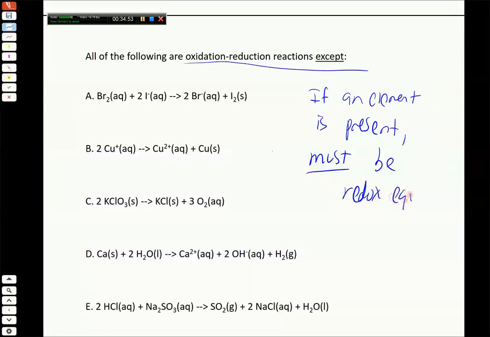It doesn't have to have an element present to be a redox equation. There are a lot of redox reactions that don't involve elements, but if there is an element present, it must be a redox equation, and that's because, as we said in class, elements are the only species that have oxidation numbers of 0. So if an element is changing to something else on the product side, its oxidation number has to change. It cannot remain 0. And so if we look at this here, we see that this first equation has Br2 and I2, two elements. So this must be a redox equation. We see that Br2 is changing to Br minus, so its oxidation number is going from 0 to -1, and then the opposite's happening for iodine.